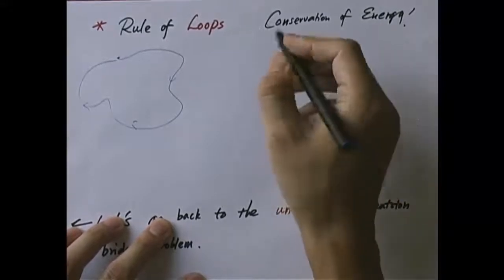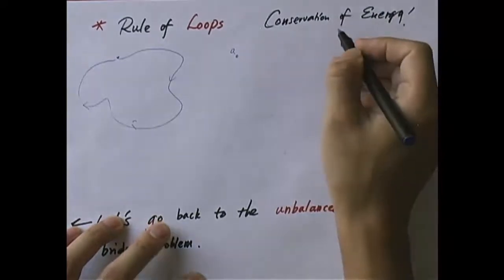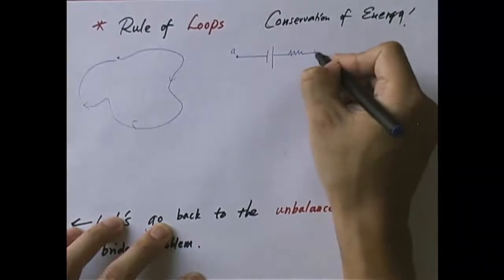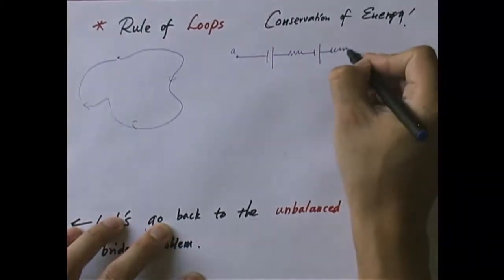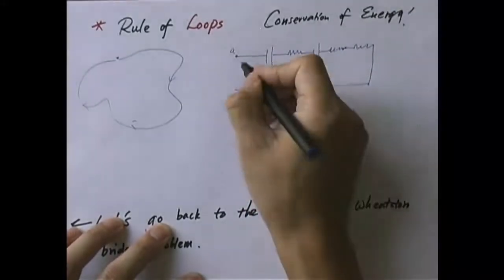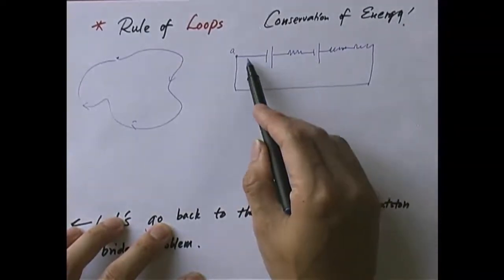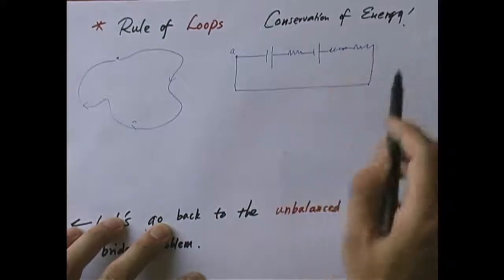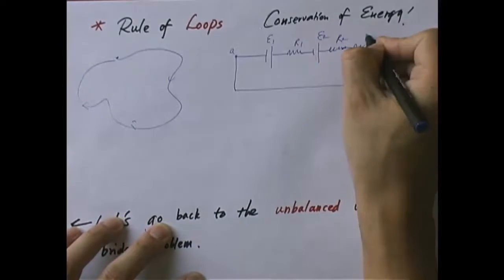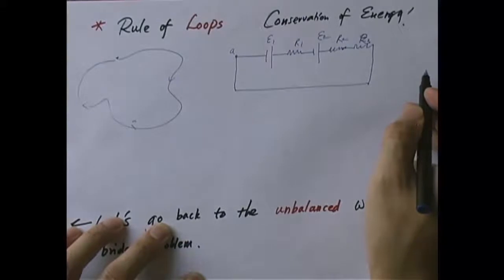Okay, example. Suppose I start from point A in a loop. So we go through a battery, and we go through a resistor. We go through another battery, another resistor, another resistor, and then we come back. What can we say when we apply the loop rule to this loop? Well, if this is epsilon 1, R1, epsilon 2, R2, epsilon, and then here is R3. Okay, what can we say about it?